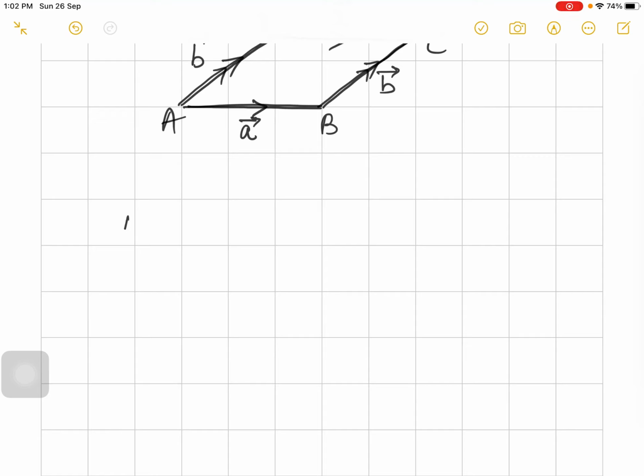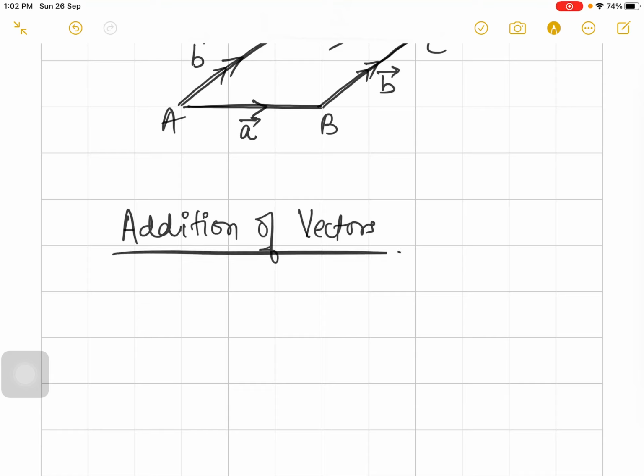Let's say I have to add two vectors. I have got a vector small a here and a vector small b here. How do I add these two vectors? What do you think? Okay, think about this.